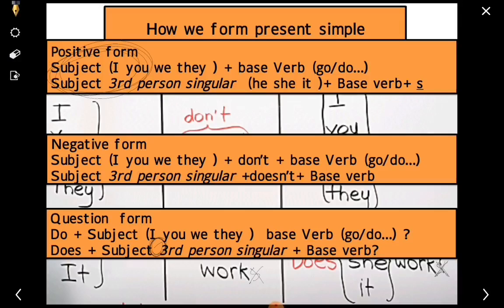Great. What about the negative form? It's the same thing. We use don't or do not plus base verb. But when we have third person singular, we use doesn't plus base verb. And the question form, we have do plus I, you, we, they plus the base verb, and does plus the third person singular subjects plus base verb. So this is how we form the present simple.